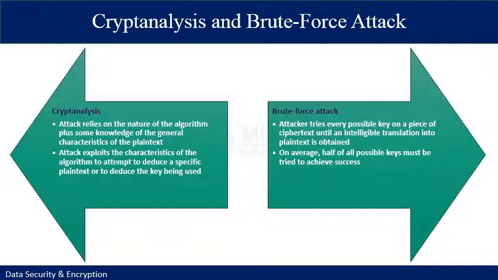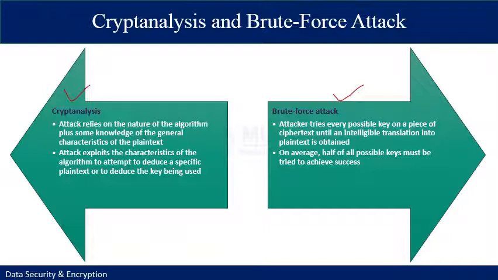Apart from the cryptographic systems, the other part of the symmetric cryptographic model is cryptanalysis and brute force attacks. Typically, the objective of attacking an encryption system is to recover either the key or the plain text, rather than simply recovering the plain text of a single ciphertext. Therefore, two general approaches to attacking conventional encryption schemes are cryptanalysis and brute force attack.